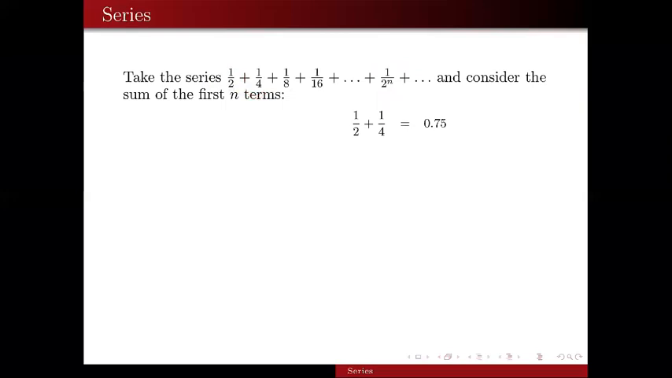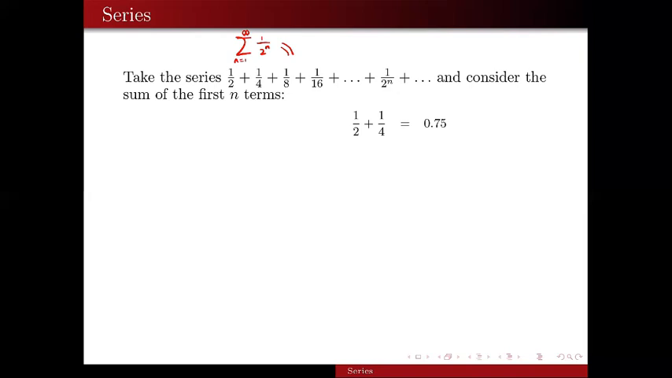Okay? So you want to add this. In sigma notation, this is just the sum of 1 over 2 to the n, from n = 1 up to plus infinity. This is that sum. Can we get the sum for this, if possible? Or does this series have a sum?